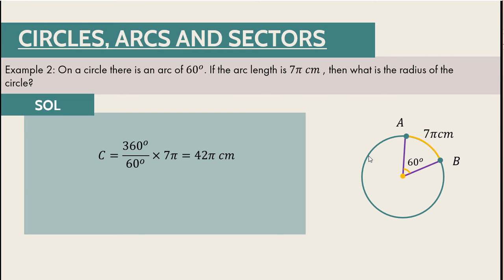We have the circumference: 360 divided by 60 multiplied by 7 pi, which is equal to 42 pi centimeters. And because the circumference is 42 pi, we can calculate the radius: 21 centimeters.